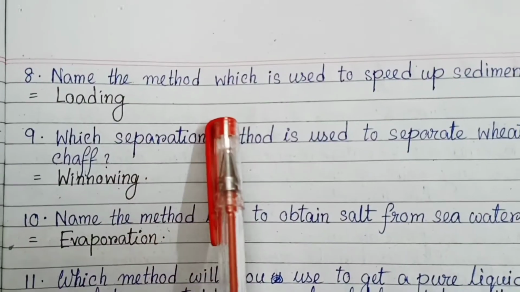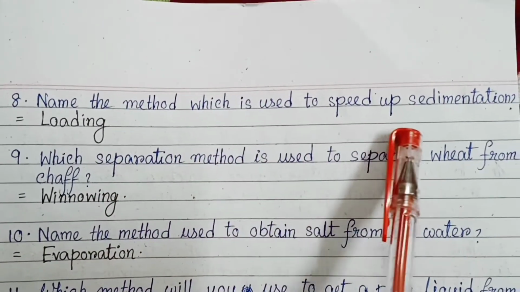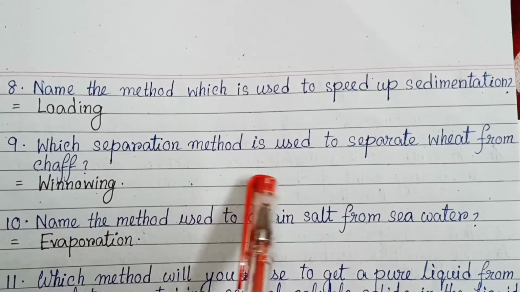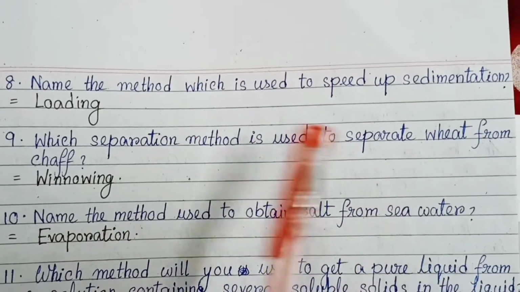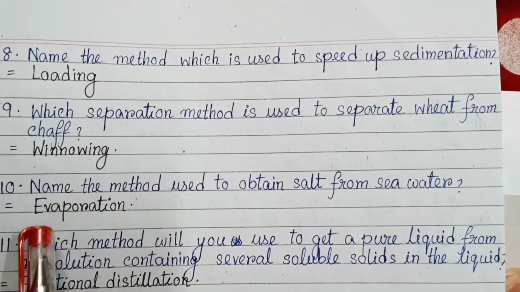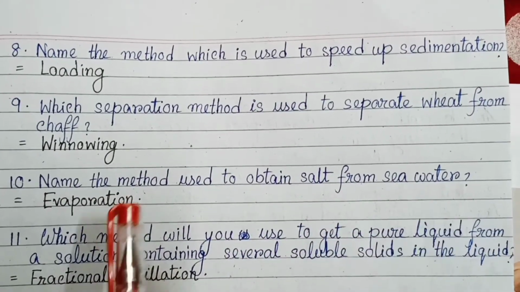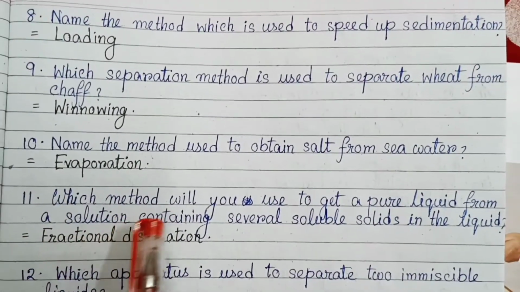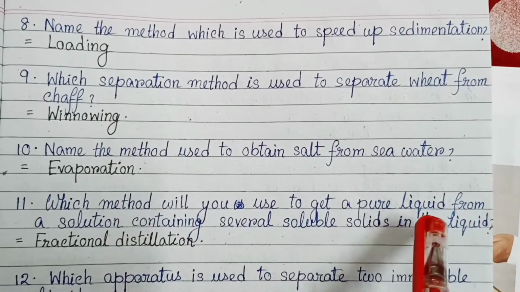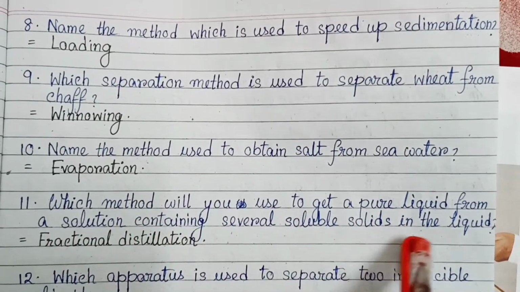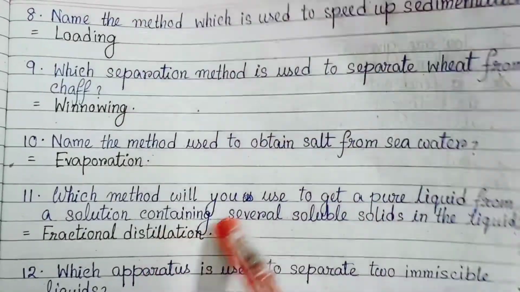Number 8, name the method which is used to speed up sedimentation, loading. Which separation method is used to separate wheat from chaff? Winnowing. Name the method used to obtain salt from seawater. Evaporation. Which method will you use to get a pure liquid from a solution containing several soluble solids in the liquid? Fractional distillation.